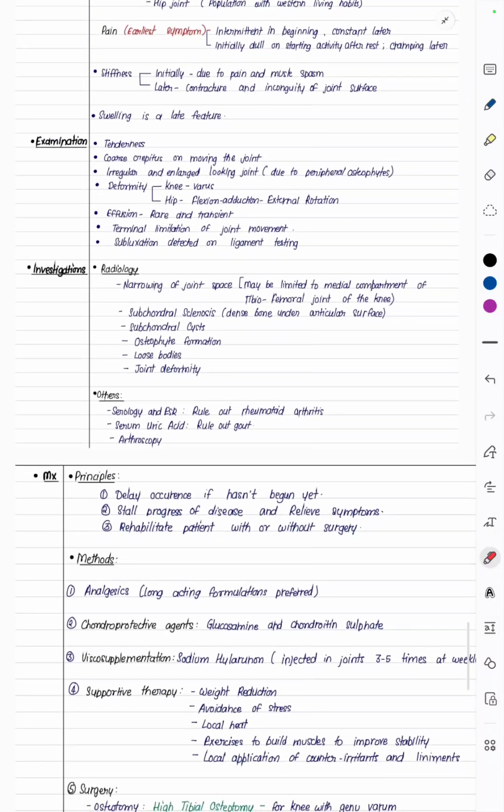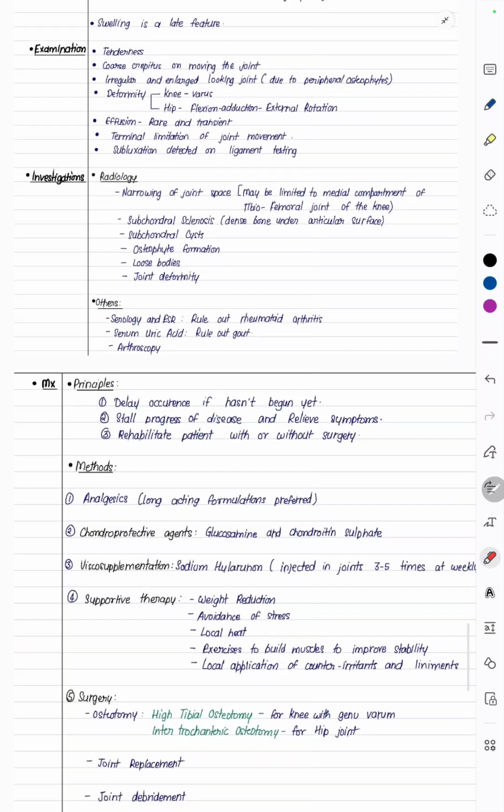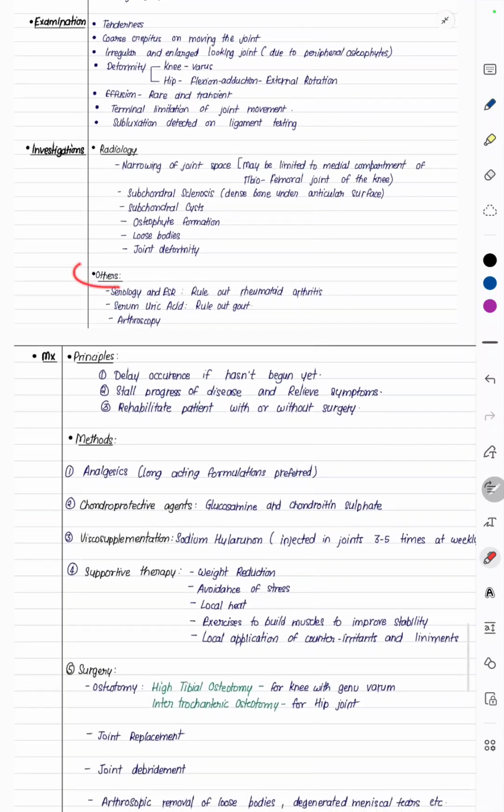Investigations. In osteoarthritis, very important is the narrowing of the joint space. Apart from that, subchondral sclerosis, that is new bone formation under the articular cartilage, subchondral cysts, and osteophytes, which are nothing but the bone margins, can be seen, or loose bodies inside the synovial fluid. Then other workup is RA factor for rheumatoid arthritis, serum uric acid for gout, and arthroscopy.